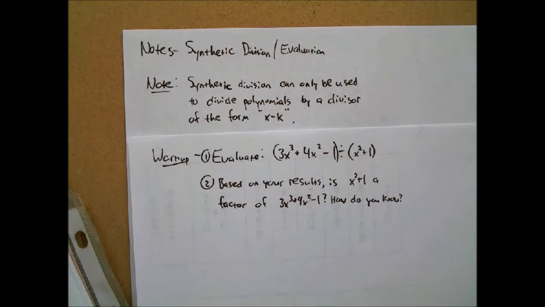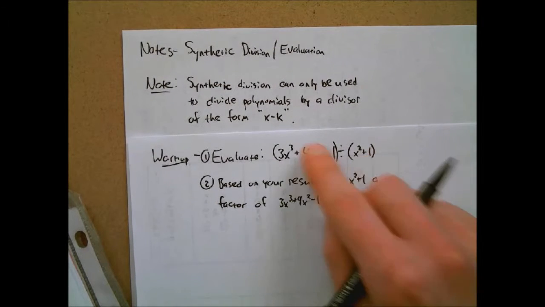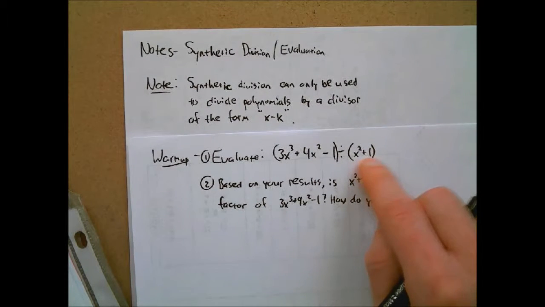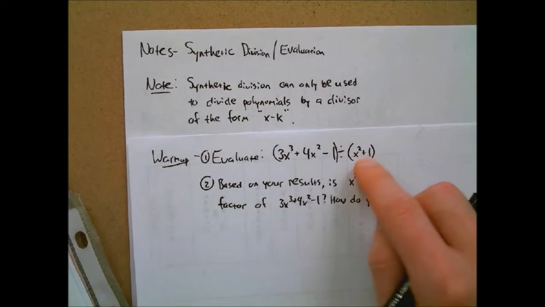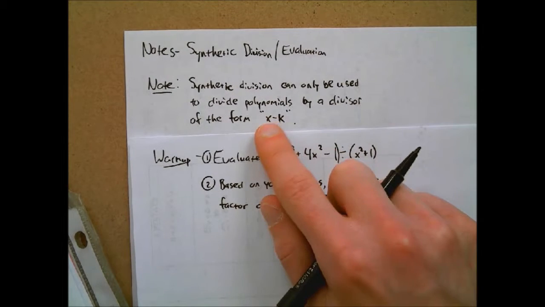X squared plus 1 is what we were dividing by, okay? Is this in the correct form? Is this in the form x minus k here? No, okay? What about our divisor here makes it incorrect for that kind of form?